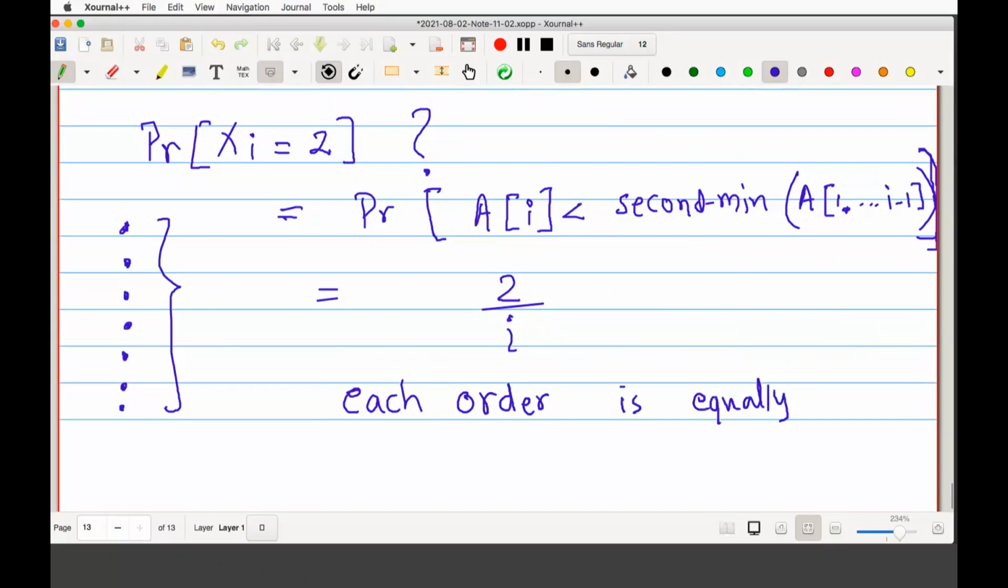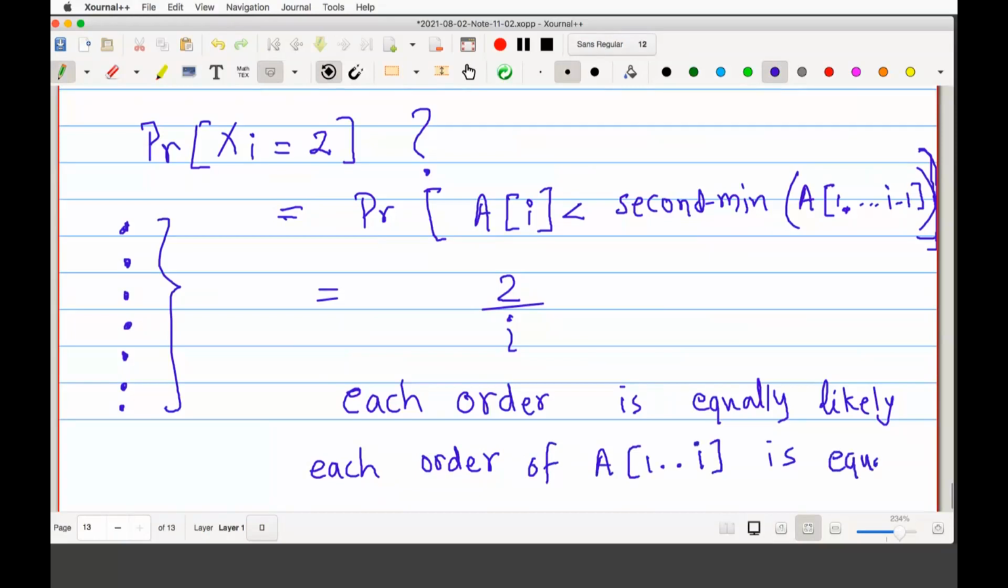It also means that if you fix the first I elements, suppose these are my I elements, and consider the event where the set of I elements is fixed, then even within that set, each of the I factorial permutations is equally likely. So each order of this subset A1 to AI is also equally likely, with probability 1 by I factorial.